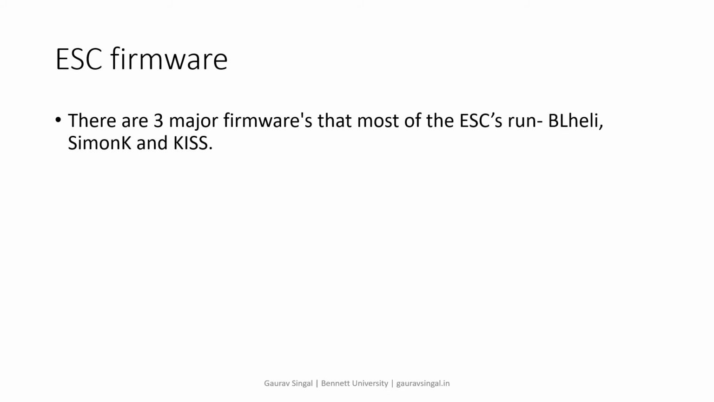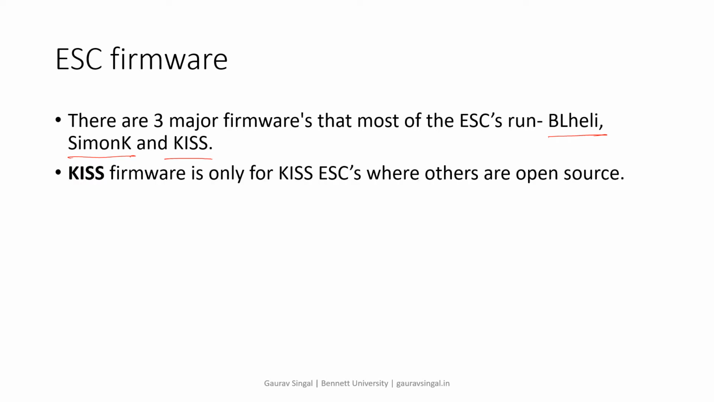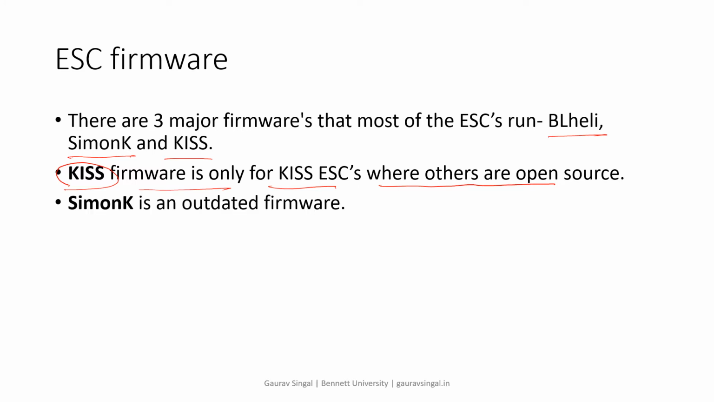Next, we can talk about ESC firmwares. Basically, there are three major firmwares that most ESCs run. One is BLHeli, second is SimonK, and third is KISS. KISS firmware is only for KISS ESCs, while the others are open source. If a KISS-named flight controller is coming, then for that we have to use only a KISS ESC. But the others are open source.